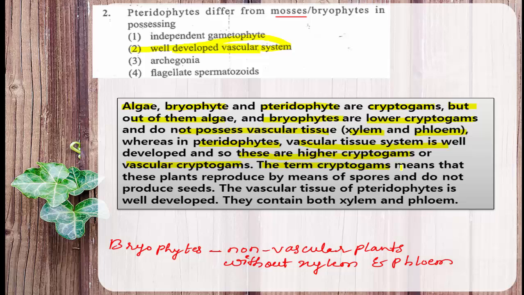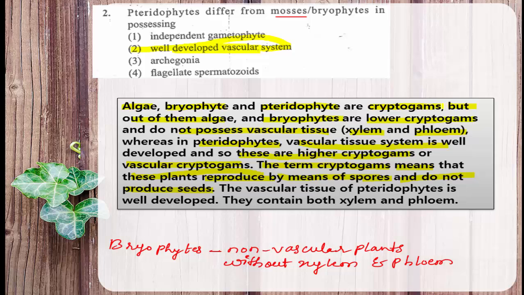The term cryptogams means these plants reproduce by means of spores and do not produce the seeds. That is why they are called cryptogams. The group of the plants which are reproducing by means of the spores are called cryptogams. The seed production is absent in algae, bryophytes and pteridophytes. All the 3 groups of the plants are generally considered as cryptogams.